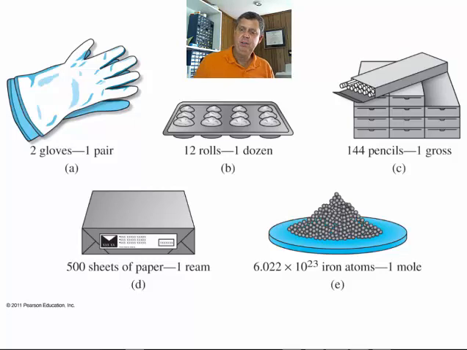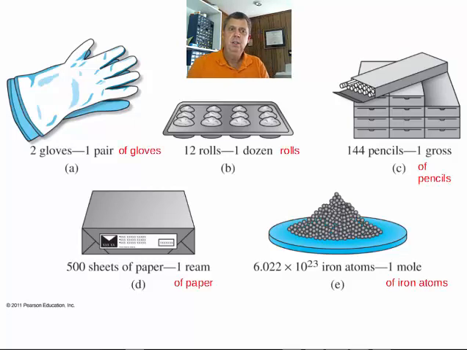What it should state is this. This is the correct way of describing these units. 2 gloves is 1 pair of gloves. 12 rolls is a dozen rolls. You've got to have the rolls along with that dozen, not just a dozen. 144 pencils is a gross of pencils. Again, those are very critical. Again, paper, the ream of paper, is, in that case, redundant because ream is only used to describe paper. That's implied in that definition of quantity. But with moles, this is critical.